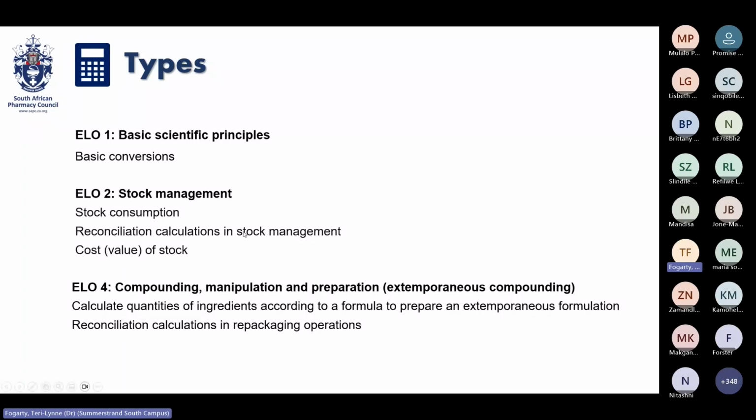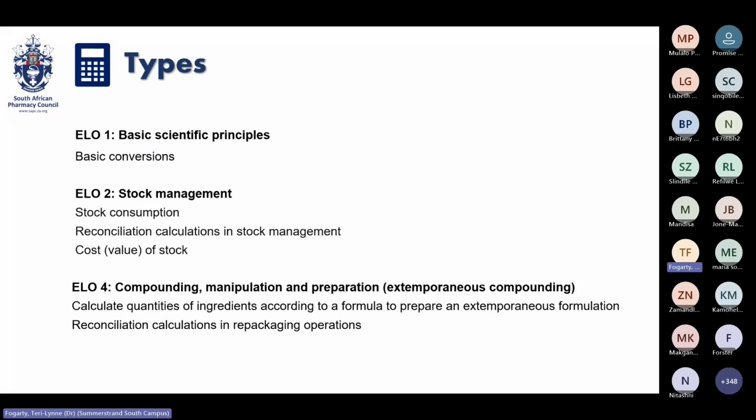Okay. Stock management in ELO 2, we're going to look at stock consumption, how much stock has been used. We're going to look at reconciliation calculations. So how much stock was received, how much is expired, or how much was damaged, and so how much have I got that's usable stock. And then also maybe you get asked questions around the value of stock. You've received a certain amount of stock at a certain price.